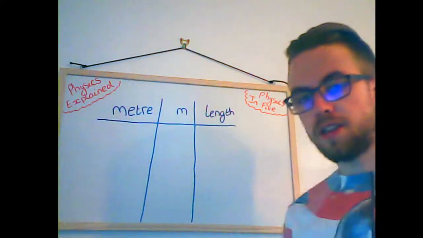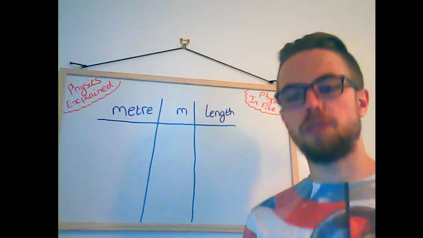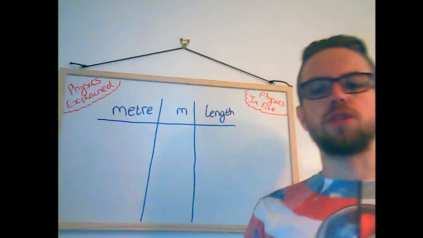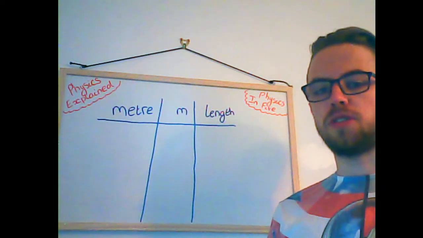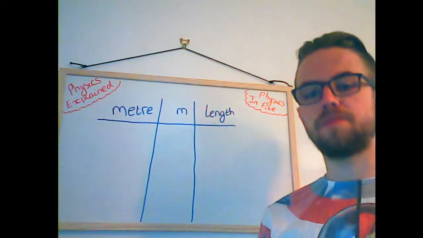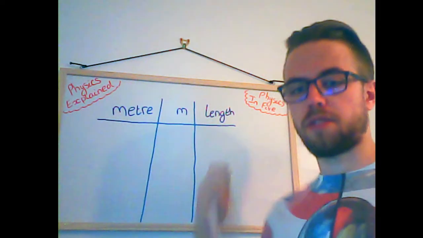Now there are 7 different types of SI units, and these are supposed to be universal measures for a certain thing. The first of which is the unit for length, which is, as probably many of you know, the meter. It's given this little symbol, the little m, and of course it measures length.